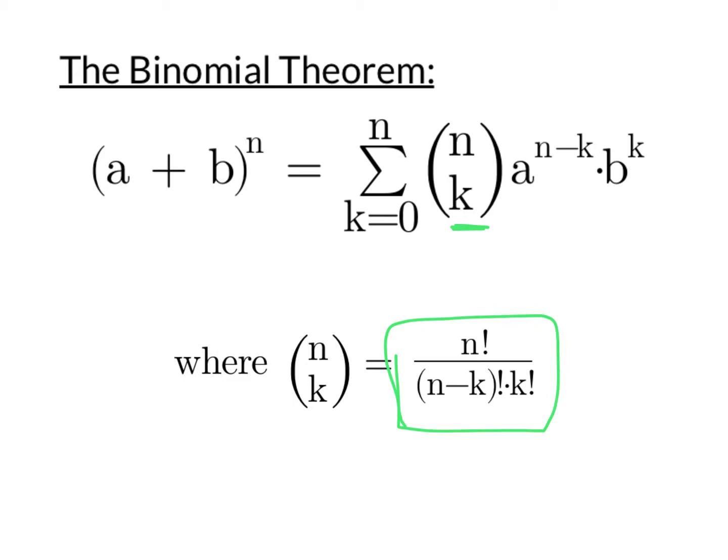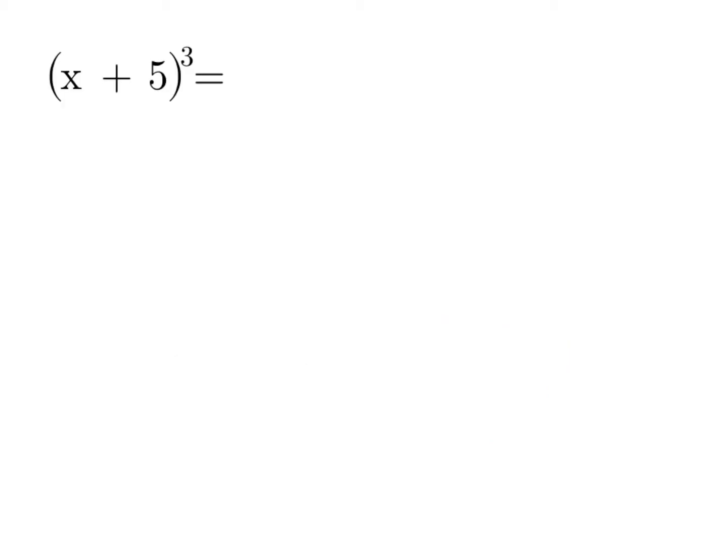Then comes the product of our two terms in the binomial. Notice that the sum of their powers, n minus k and k, would always add up to the nth power. Let me show you how that works with x plus 5 to the third power. Let's expand this using the binomial theorem.